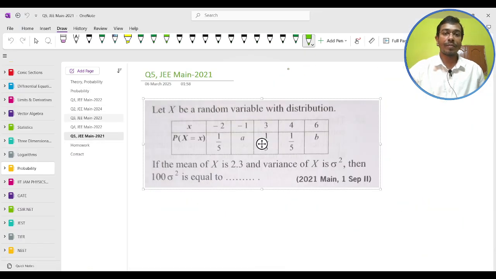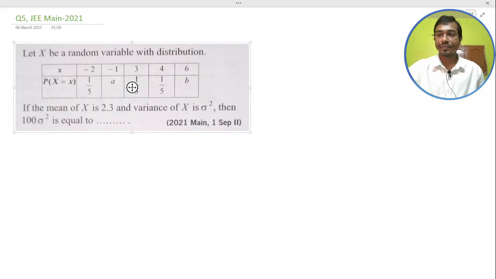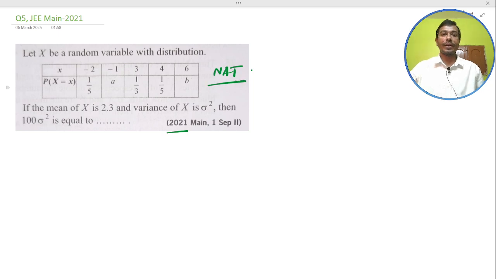Next, last question, number 5. This is the NAT, numerical answer type. Let x be a random variable with the distribution. If the mean of x is 2.3 and the variance of x is sigma square, then 100 into sigma square is equal to what?